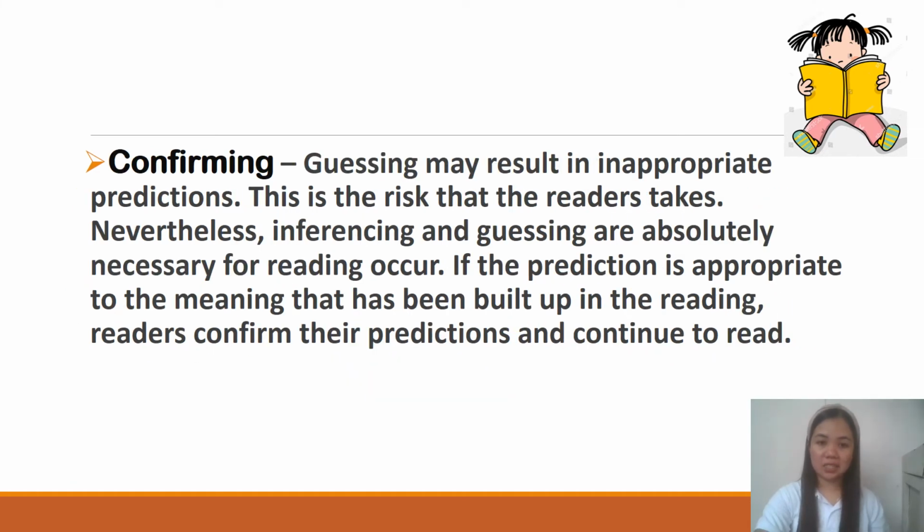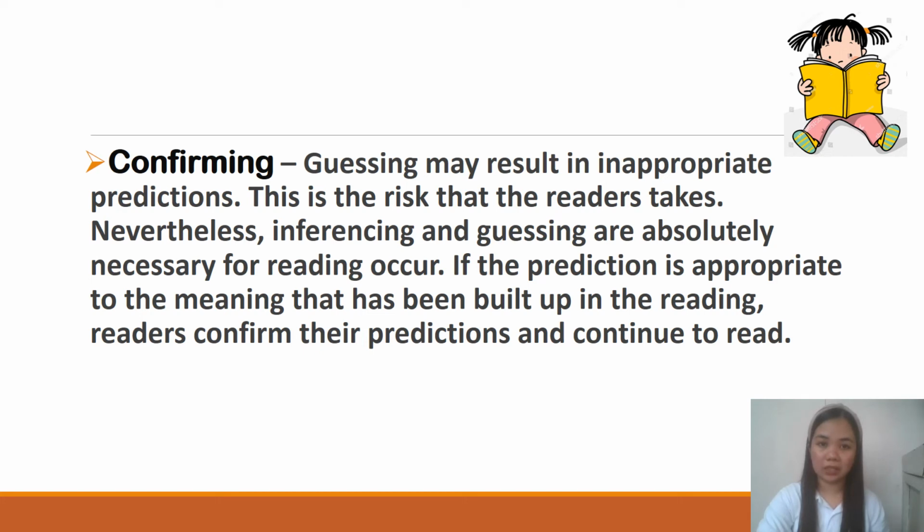Confirming. Guessing may result in inappropriate predictions. This is the risk that the reader takes. Nevertheless, inferencing and guessing are absolutely necessary for reading to occur. If the prediction is appropriate to the meaning that has been built up in the reading, readers confirm their predictions and continue to read. However, if the reader's predictions are not confirmed by the subsequent text, readers may behave in different ways depending on the situation.